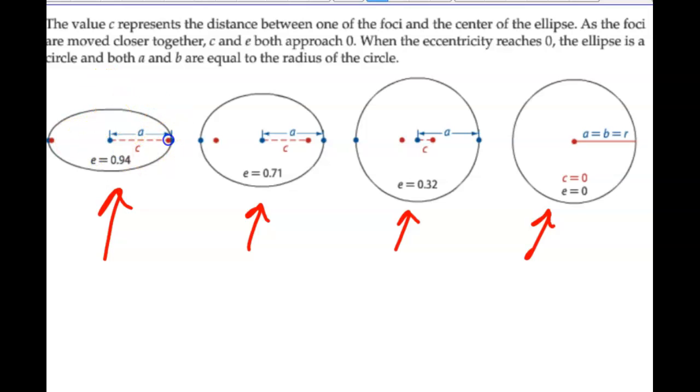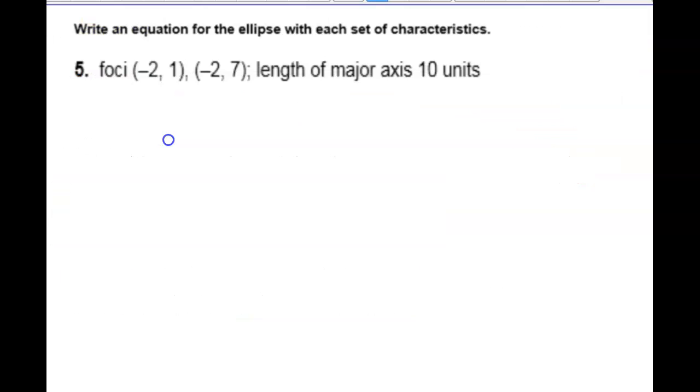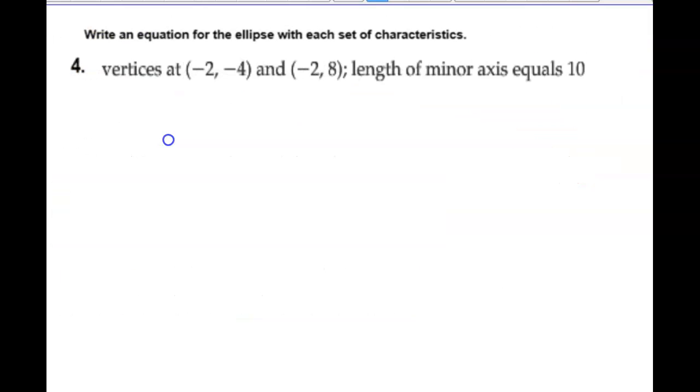All right, I have 4 minutes. I'm going to go back and do number 4. All right, the vertices are at -2, -4. So left 2 down 4, left 2 up 8. So which way is this going if those are the vertices? Up and down. So which one am I looking at? Which recipes? Left ones or right ones? The right recipes.